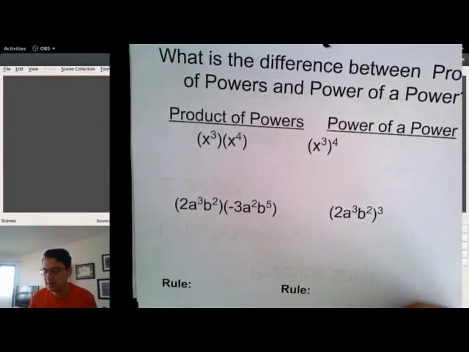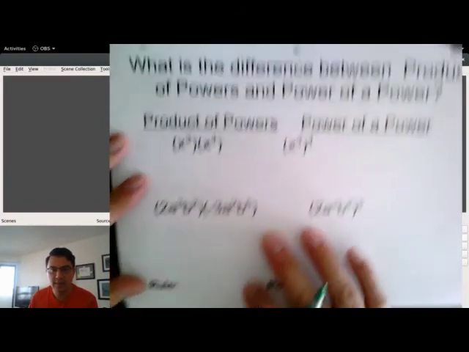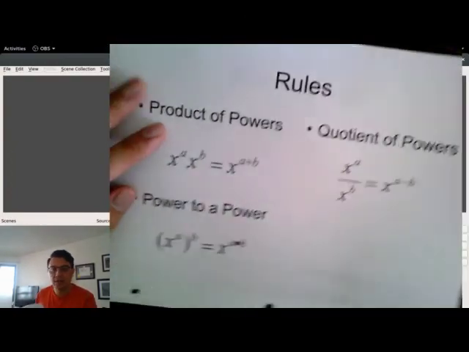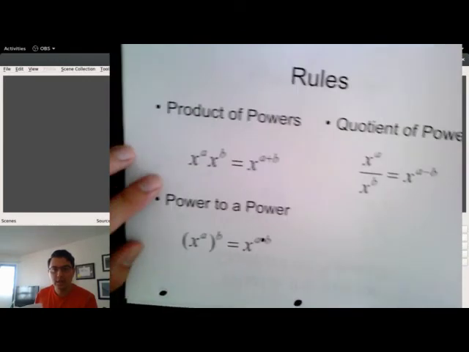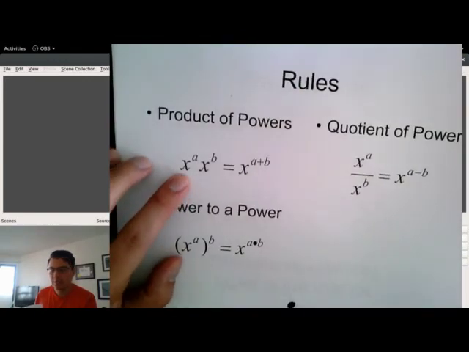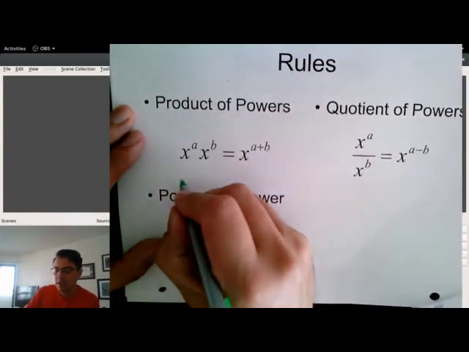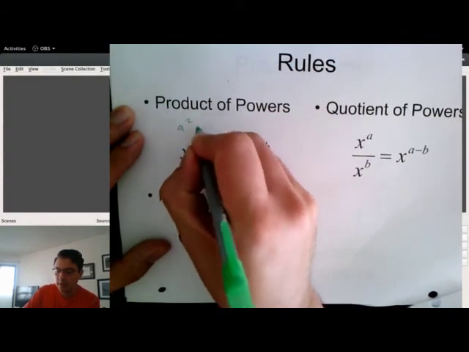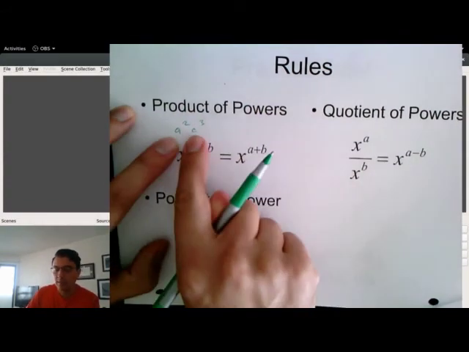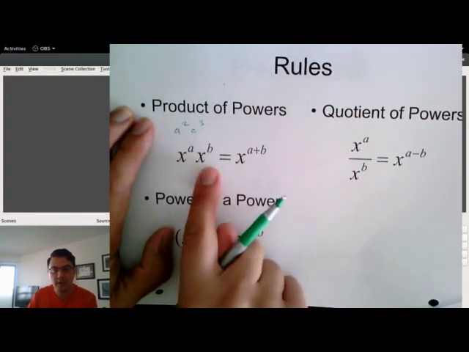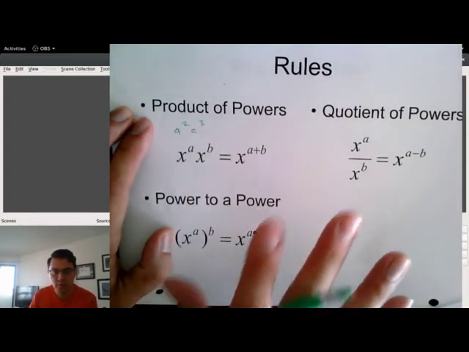Next page. We went through these examples in class, so I won't spend a lot of time on these. If you have the packet, you can go through here, and there is the rules page that has all of the actual rules on it. Whenever we're doing a product of powers, it's important to remember the base needs to be the same. So if I've got something like a squared and a cubed, they're both what we call base a. If these letters are the same, then this rule applies. If these letters are different, then these rules don't work.